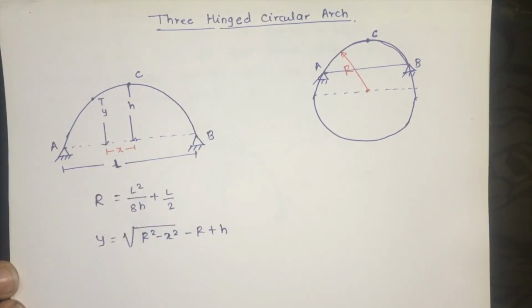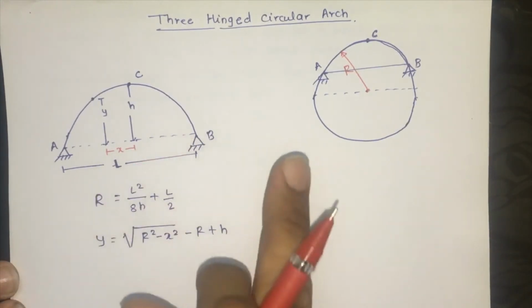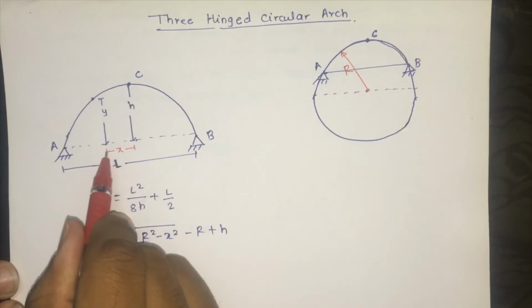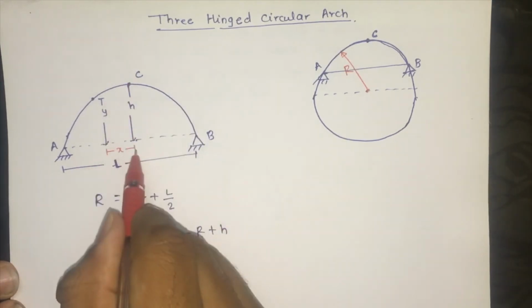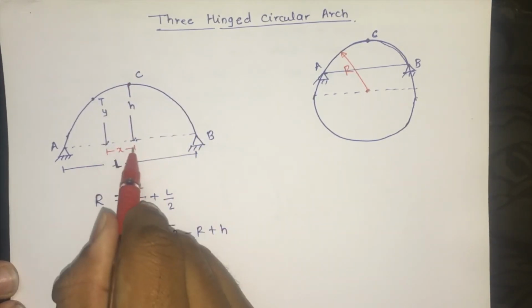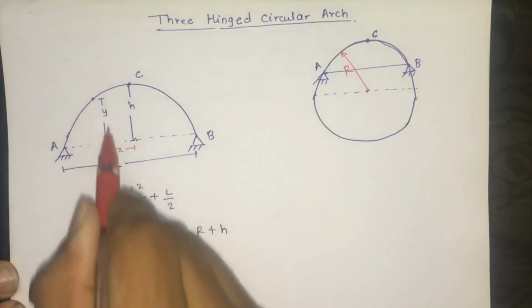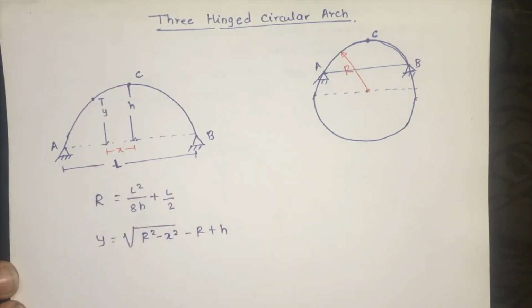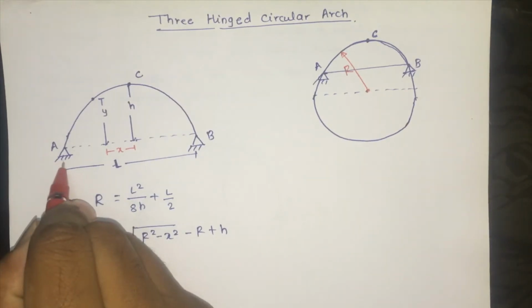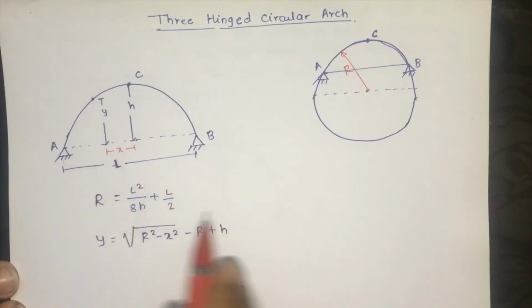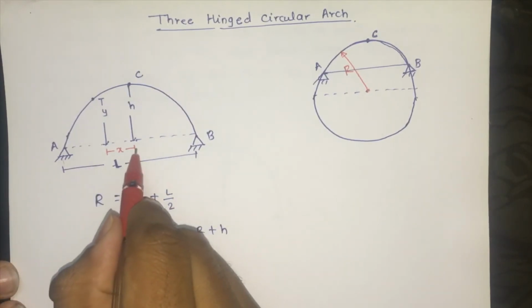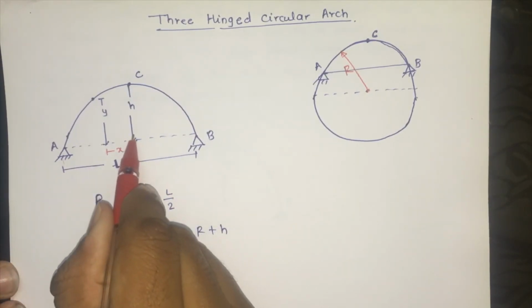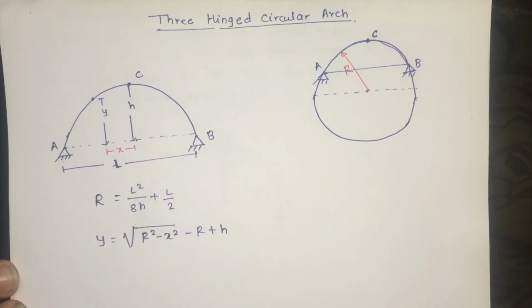Remember this. Okay, in case of 3 hinge circular arch, this X distance is always measured from the crown point. So this is the distance X. So this is the important thing. In case of 3 hinge parabolic arch, we always consider the X from the hinge point. But in case of circular arches, we consider X from the crown point. Okay, remember these things.